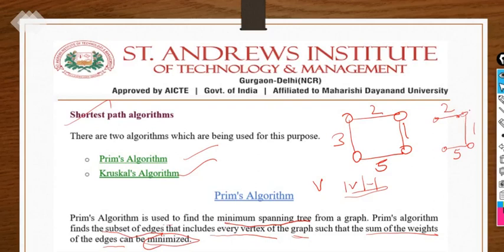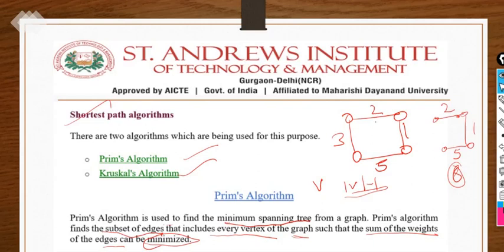This is a spanning tree. It is connected but doesn't have any cycle. That is the main theme of the spanning tree. There should not be any cycle. It must be connected and weighted. So every condition is satisfied. This is a spanning tree. So what is the cost here? 2 plus 1 is 3, plus 5 is 8. So 8 is the cost of the spanning tree.